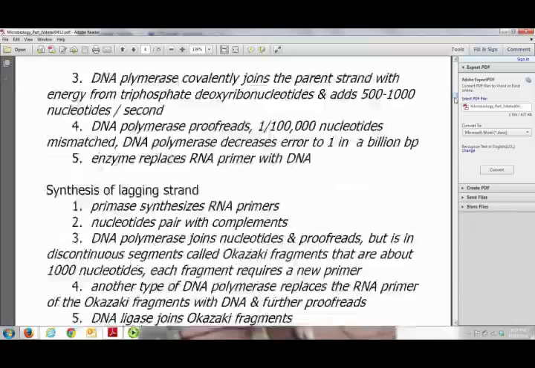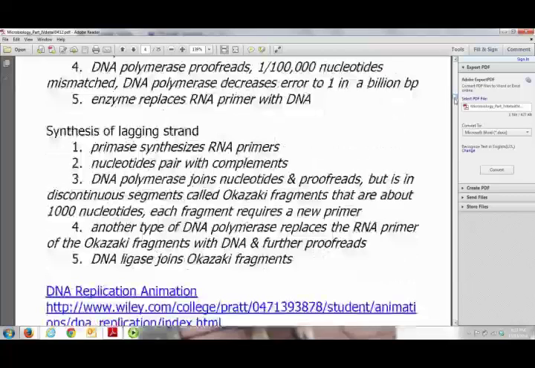To synthesize the lagging strand, you'll have a primase synthesize the RNA primers. Then the nucleotides will pair with the complements, and the DNA polymerase will join the nucleotides and proofread. These are going to be in discontinuous segments. These segments are called the Okazaki fragments. They're about 1,000 nucleotides long, and each fragment is going to require a new primer. Another type of DNA polymerase is required to replace the RNA primer of the Okazaki fragments with DNA, and that will further proofread. The DNA ligase is the enzyme that ends up joining the Okazaki fragments.